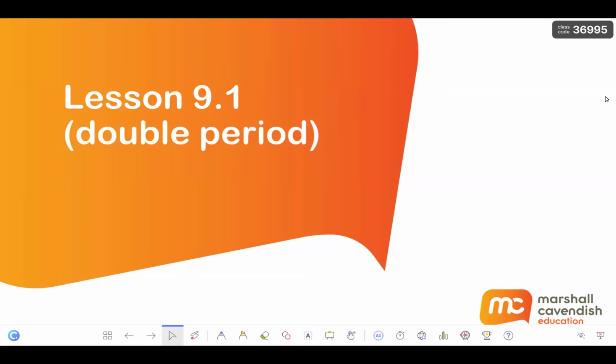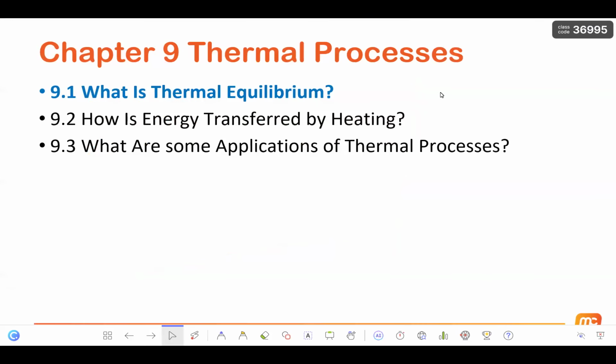In this video, we'll be covering 9.1, what is thermal equilibrium, as well as how energy is being transferred by heating. But we'll only be covering one part of it, which is conduction. For convection and radiation, we'll move on to Part 2 of the video.